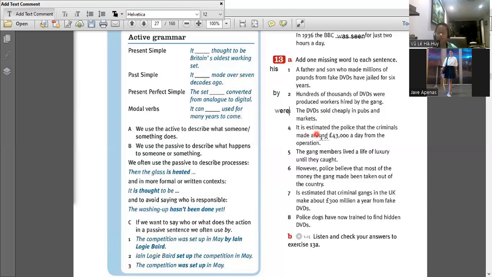Next, number 4. It is estimated by the police that the criminals made around 43,000 pounds a day from the operation. By the police. Okay, that the criminals made around 43,000 pounds a day from the operation. Okay, next.